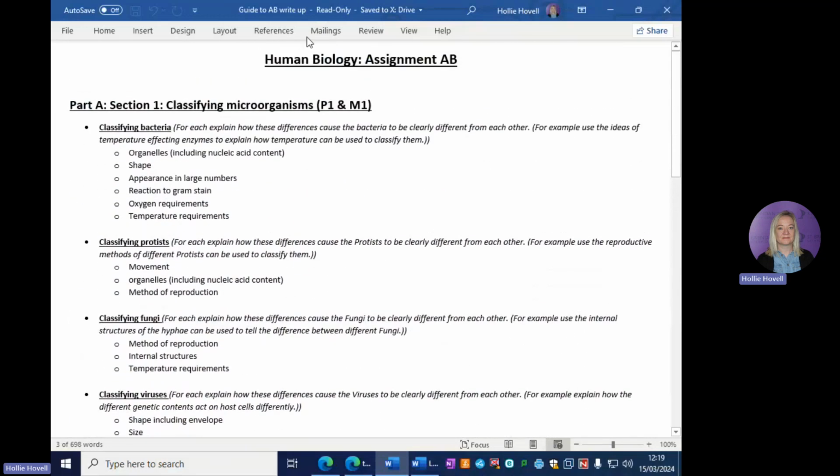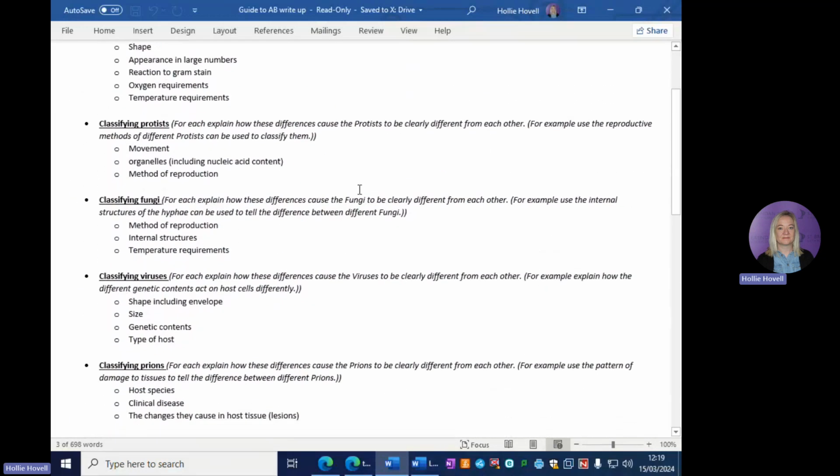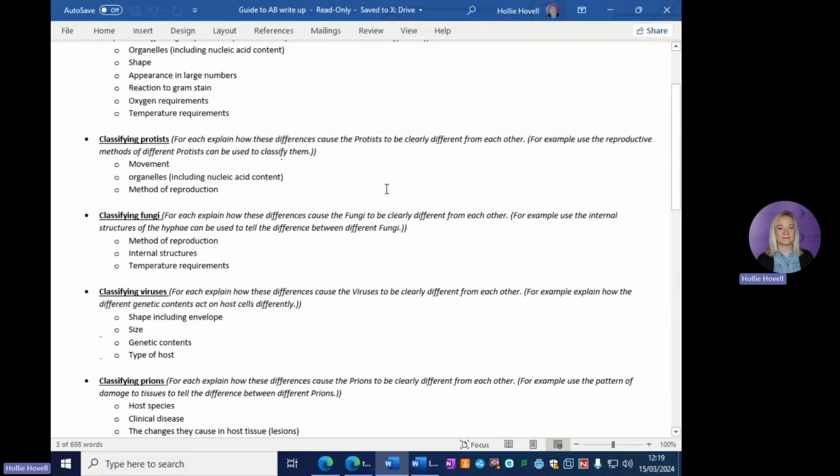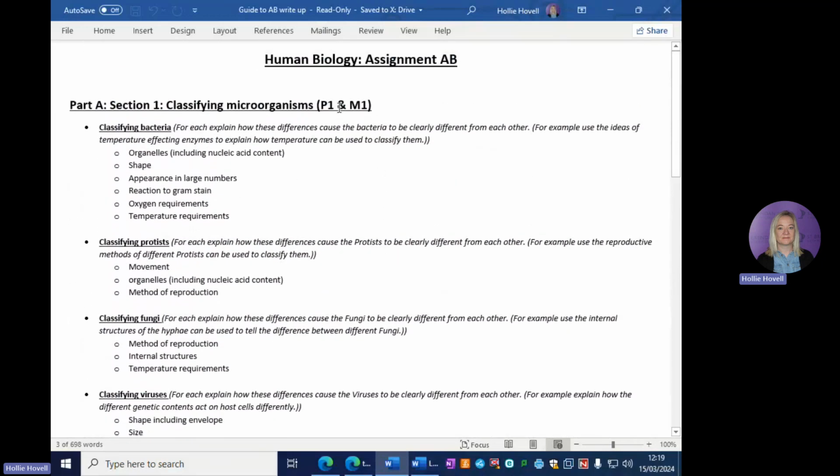Now what you need to write for pass 1 and merit 1, or pass 2 and merit 1, is basically the same. Pass just means less detail, merit is more detail, so we're all aiming for merit, so there aren't separate sections for these. So the first section here is about how do we classify bacteria.